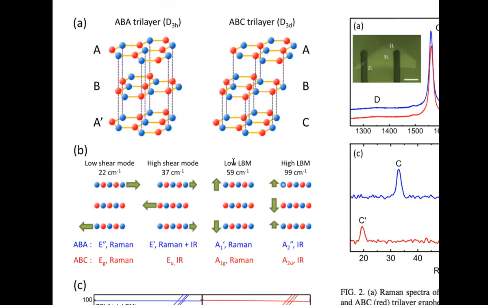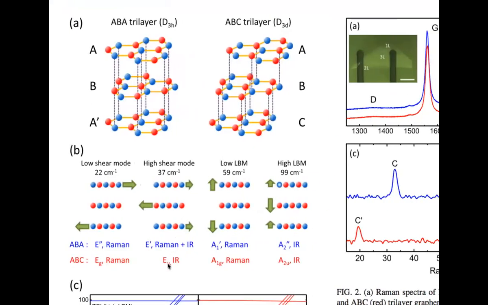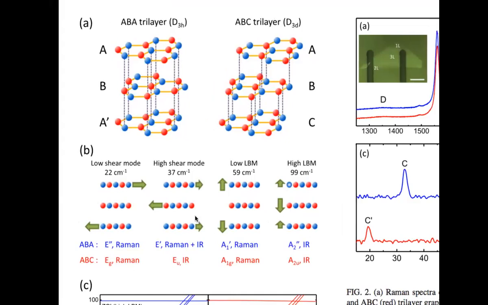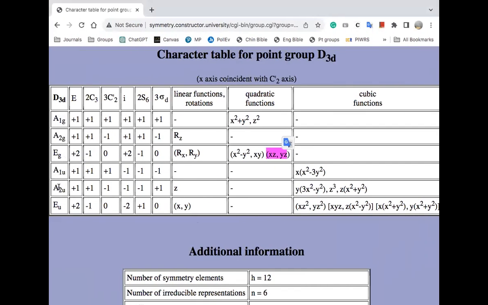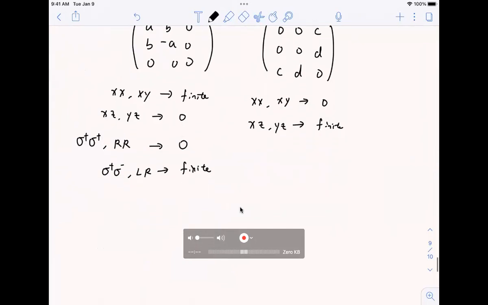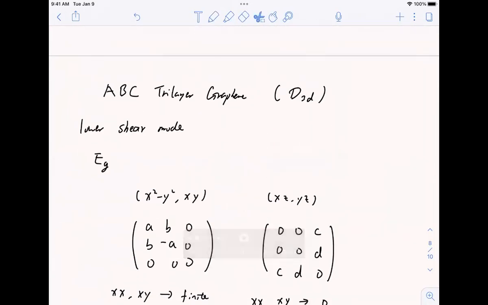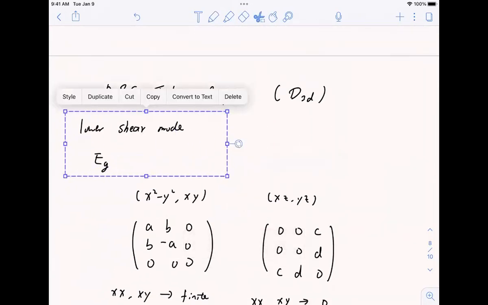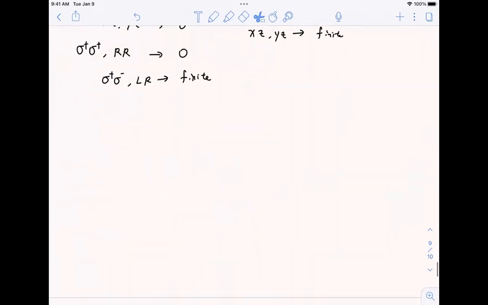Okay, let's continue. EU, IR. EU is simple. You have EU here, and then this is just XY. There's no tensor element, so we can quickly write it down. Just go through it one by one. EU: this is IR active and Raman inactive.